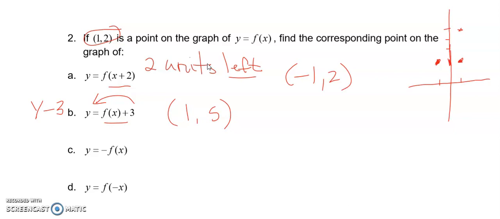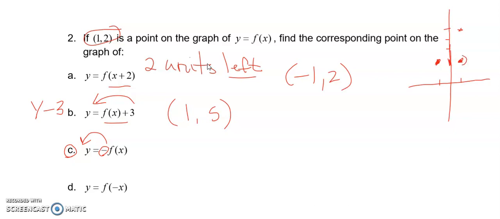So what happened in C? What happened right there? Well, the x never got changed. The sign of the x never changed. But this negative right there is actually a result of the y turning into negative y. So really what happened was that gets reflected in the x-axis.